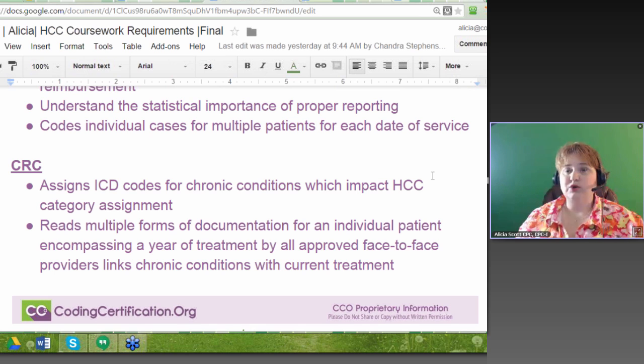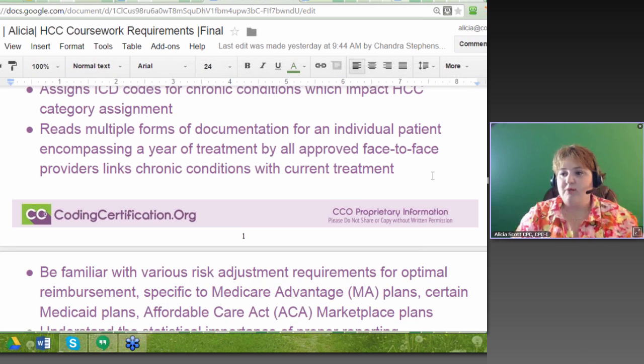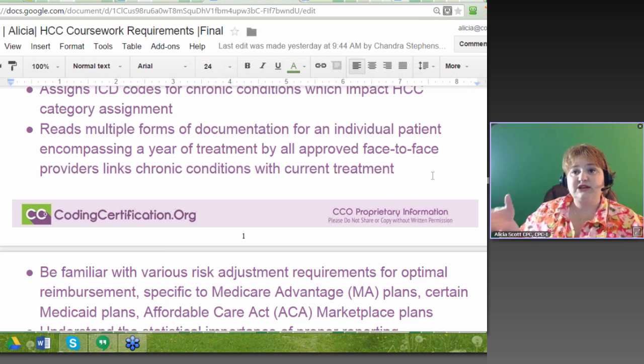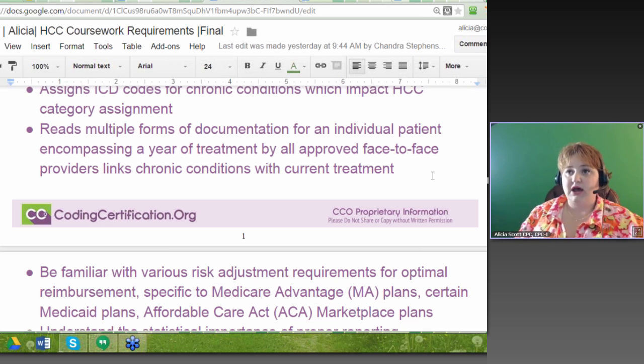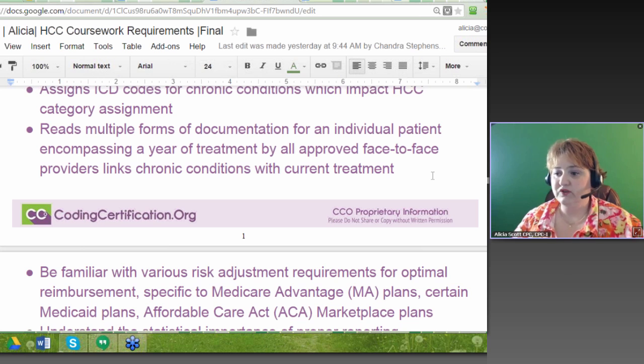So in other words, a CPC may code for 100 patients in a day, but a CRC, if they're working for an MA plan, would code 5 patients with a year's worth of documentation for each one, and not just for one provider, but for everybody that they saw in that year time period. It could be consultations, specialists, inpatient work, all of this information, and not just the one doctor that you're used to coding for. So that's a little bit different.